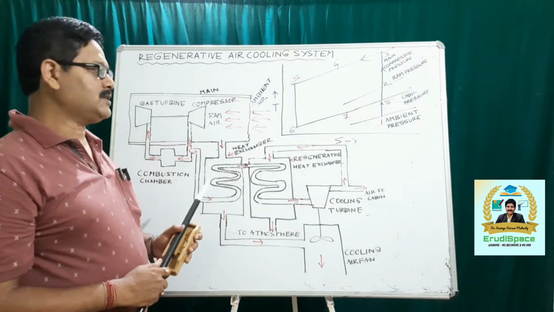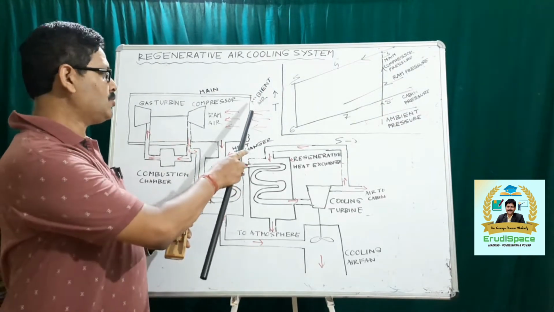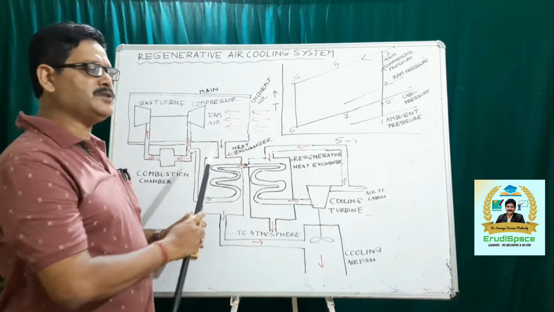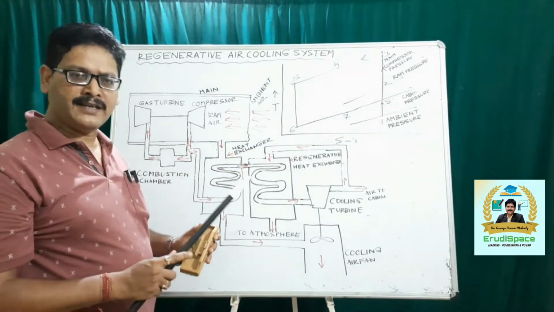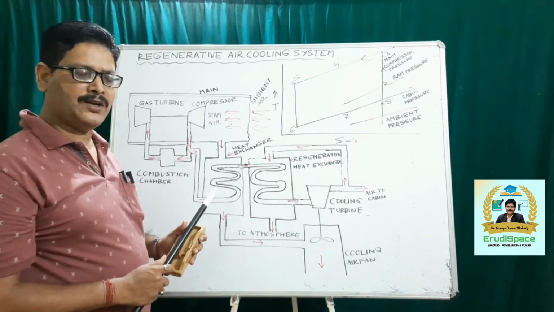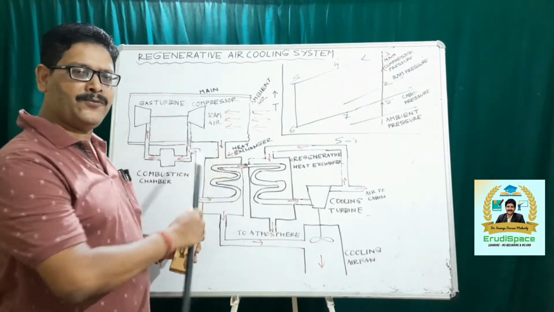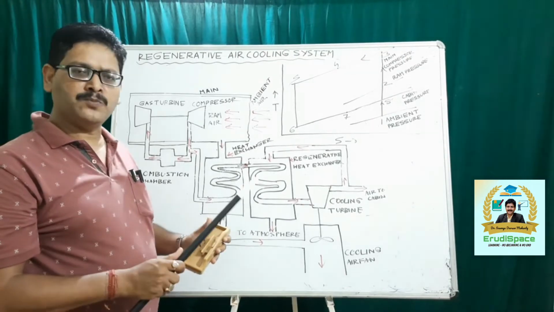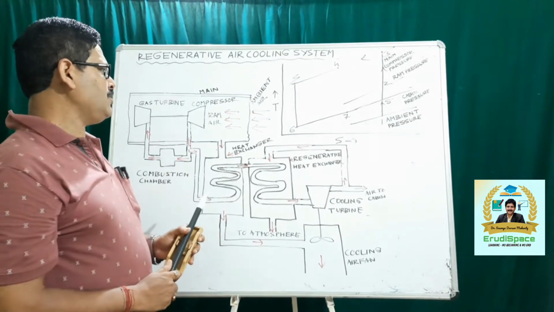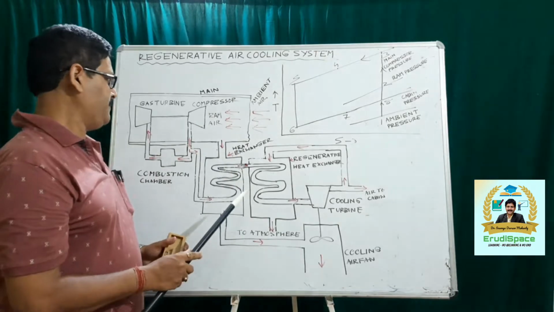Now we'll discuss how the system actually works. First, the ambient air is drawn through the diffuser. As it passes through the diffuser, its pressure is increased, and this type of compression is what we call ram compression, and this type of compression takes place due to the shape of the diffuser, which is a smoothly varying section which converts the kinetic energy into pressure energy, but no work is spent in ram compression.